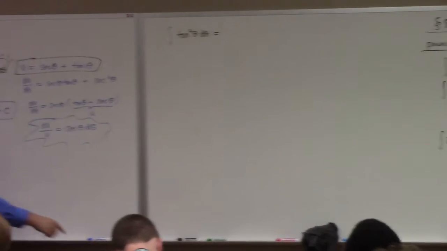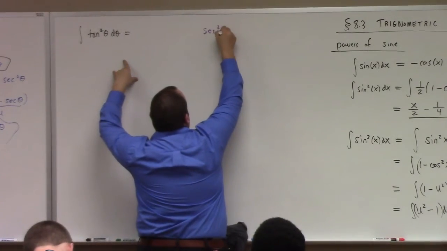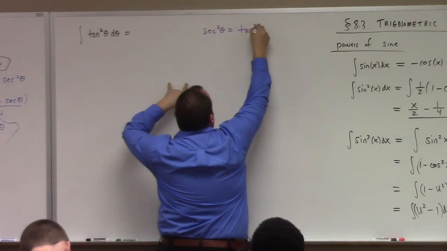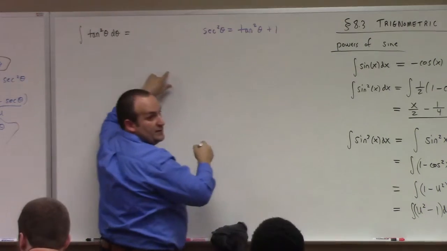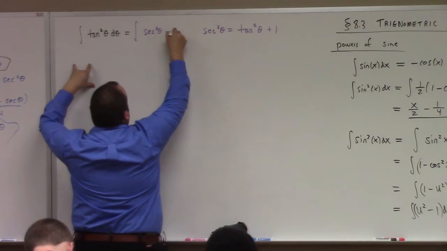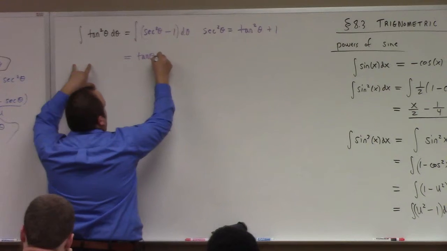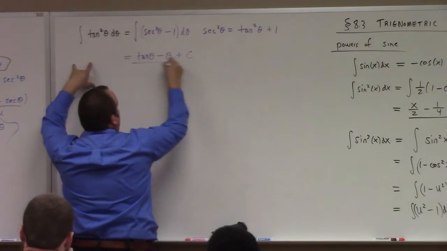We also know that secant squared theta is equal to what? Tangent squared theta plus 1, yeah? So tangent squared theta is secant squared theta minus 1, and the integral is just tangent theta minus theta plus a constant. Game over.